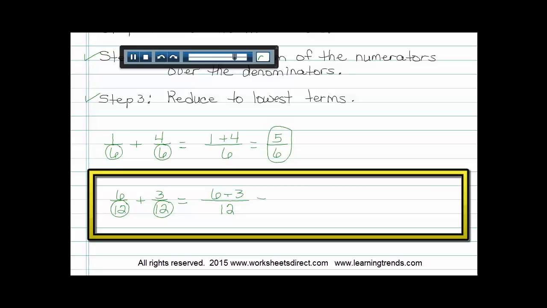6 plus 3 is 9, so we have 9/12. When we look at that answer, we can see that we can reduce both the top and the bottom by dividing it by 3. So we're going to take 9 divided by 3 and get 3, and 12 divided by 3 and get 4. So our answer in simplest form, or lowest terms, is 3/4.